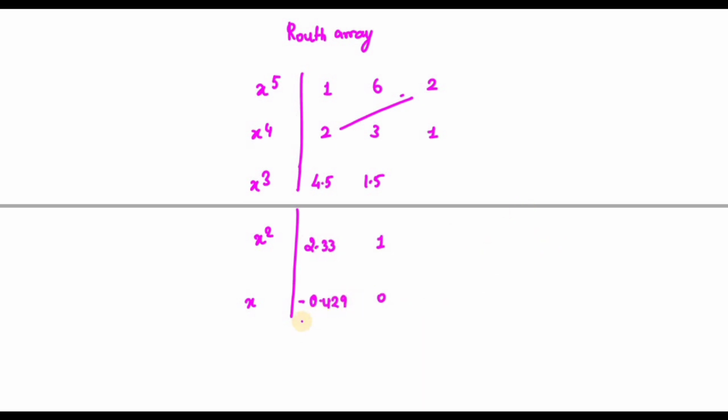Here the system is unstable because there is a negative value in the first column. There are two poles on the right half of the S-plane and 3 poles on the left half of the S-plane. So the system is unstable.